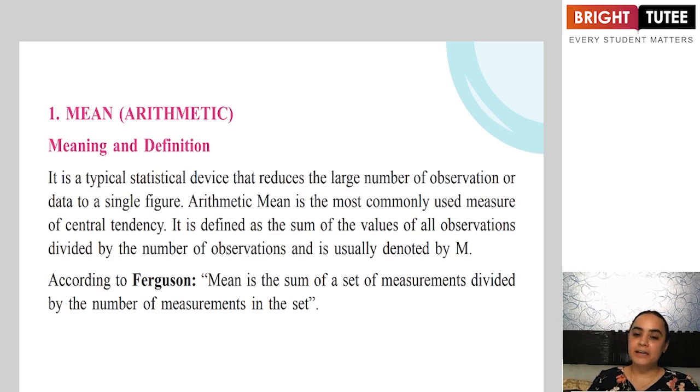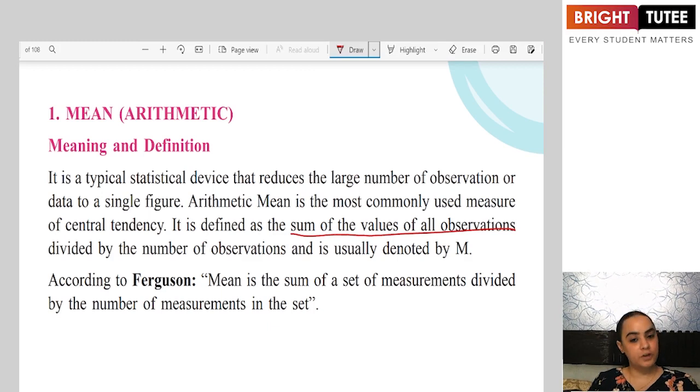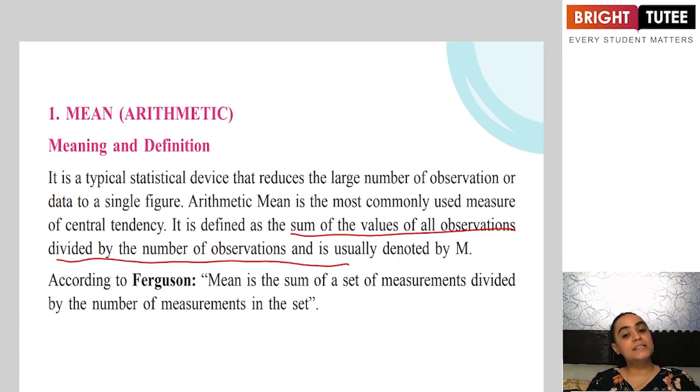How do we define arithmetic mean? It is the sum of the values of the observations divided by the number of observations. And how do we denote mean? By using the alphabet M, the capital M. Okay? According to Ferguson, mean is the sum of the measurements divided by the number of measurements in that set.